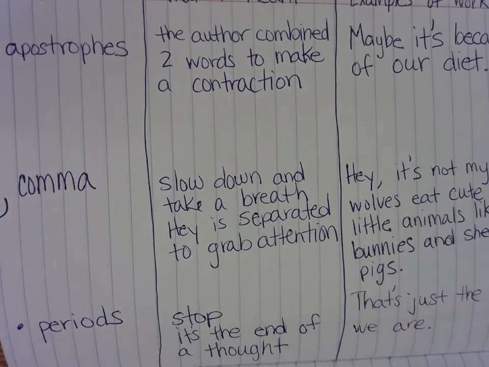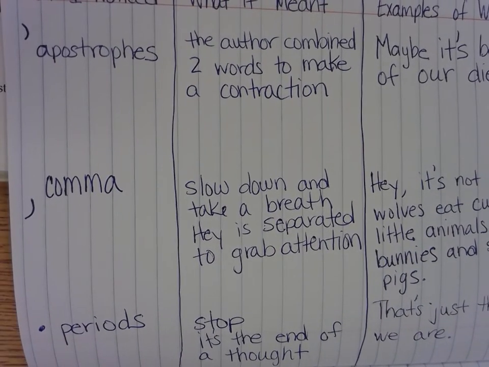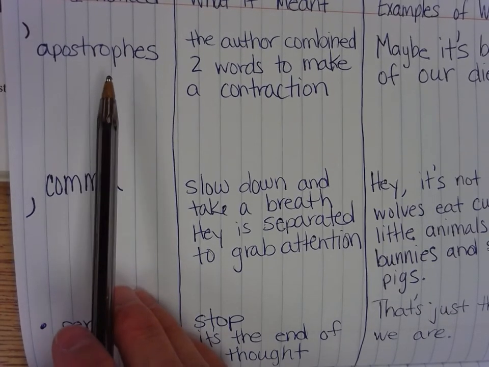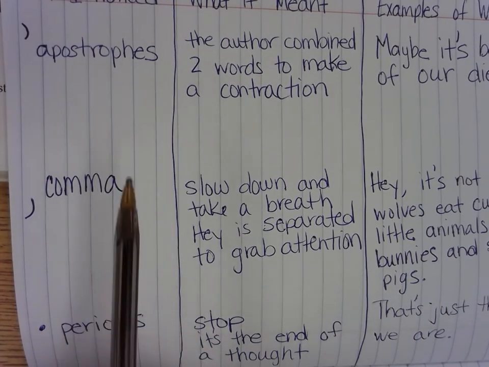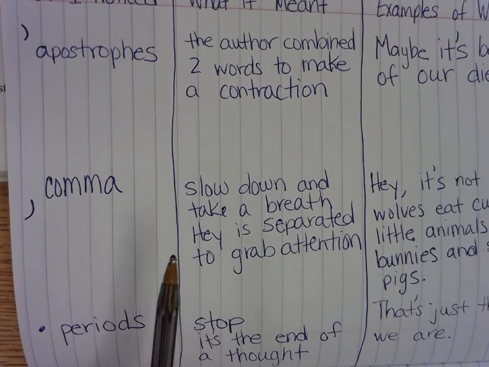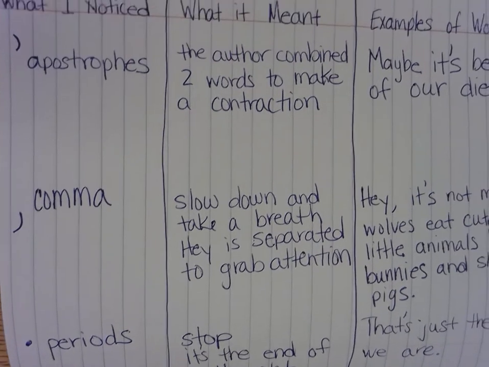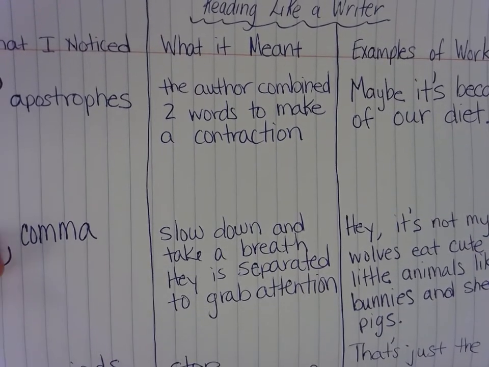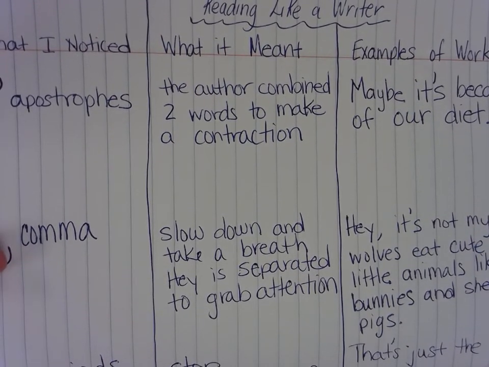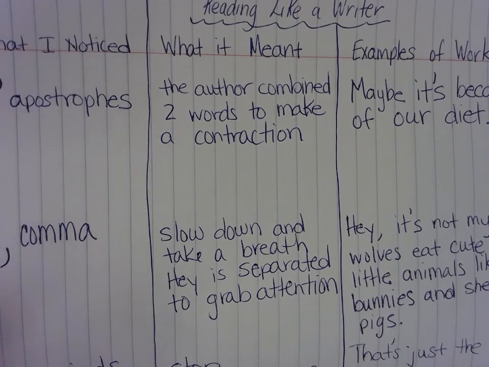So today in my reading, as I was reading like a writer, I noticed that the author used apostrophes. I noticed that the author used a comma, and I noticed that the author used periods. In your work today, you are going to read a book that you've been reading and read like a writer. You can go back, like let's say that you're on chapter 5. If you want to go back to chapter 3 and use sentences from chapter 3, you can absolutely do that. It doesn't have to be that you're reading forward.